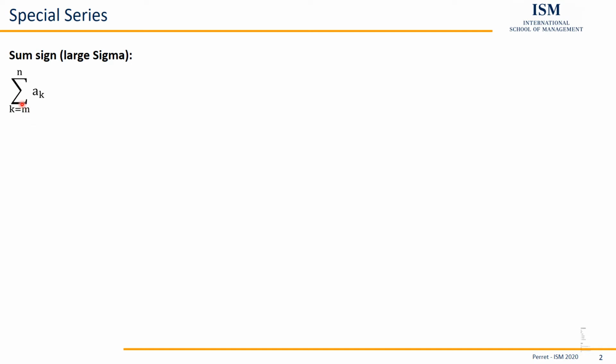And this sum actually means that I'm inserting all numbers from m to n into this function. I'm always calculating the results and adding them up. So if I summarize what I just said again, the k is the index for the variable, the m is the starting value, the n is the final value, and the ak is my function.